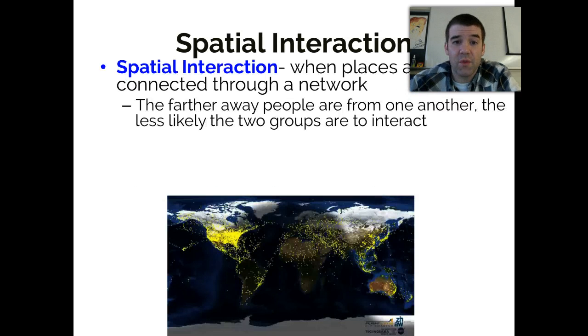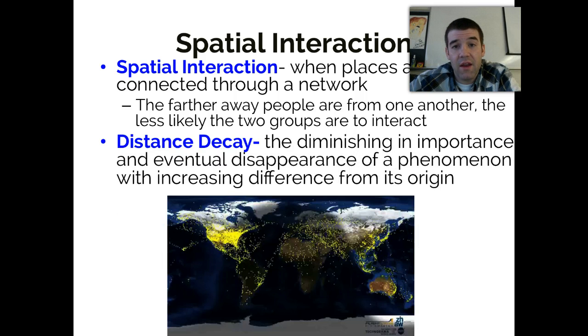When we have diffusion, what that creates is this idea of spatial interaction. Now that things are connected, whether it's an idea or a transportation network, people are more likely to interact, and more ideas are going to be shared. The idea of distance decay is still very relevant and present, but it's maybe not as significant as it was before because we are more connected. But the idea is that certain ideas or phenomena become less important the further they are from their origin.